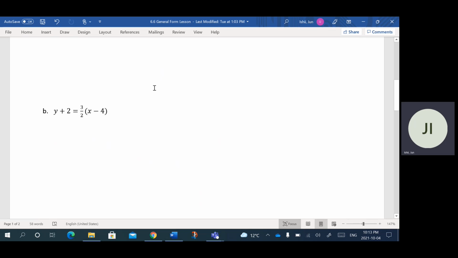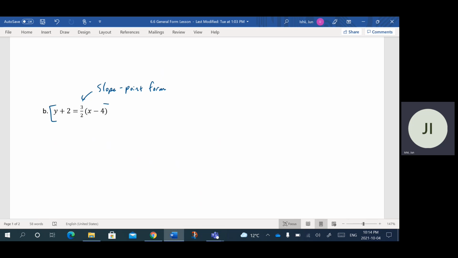So again, this is slope-point form, which is what we learned in the last lesson. All right, so again, I want to change this over to general form. We're dealing with the slope here, which is 3/2. So I have a 2 in the denominator, I have a fraction here.